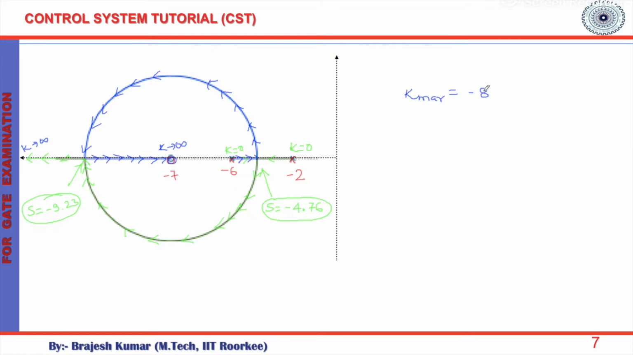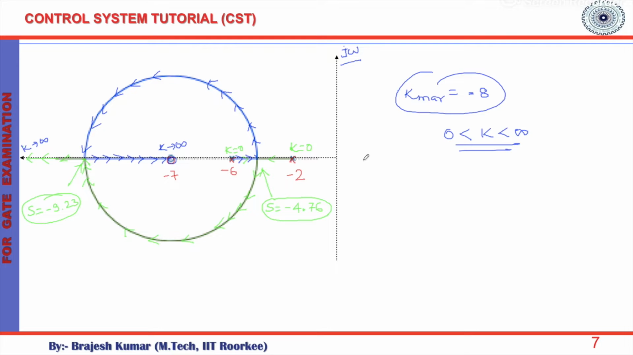it turns out to be minus 8. So what does it signify? It signifies that at k equal to minus 8, the root locus will intersect the j omega axis. But recall that we are drawing the direct root locus, which says that the value of k should be positive, between 0 and infinity. But here the value of k is minus 8. It signifies that the root locus will never intersect the j omega axis. Clear? So this is basically the takeaway from this question.